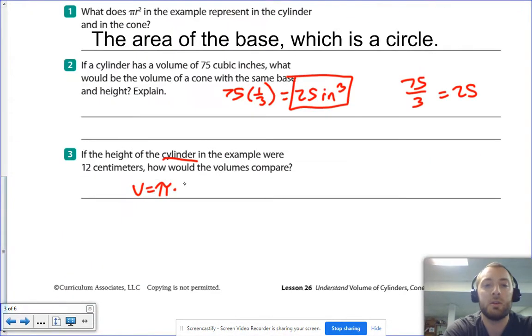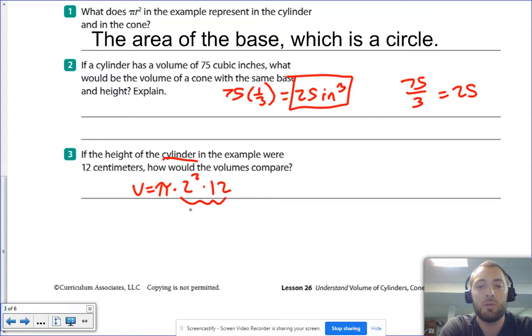Still 2. Pi times 2 squared. But now we're going to say the height of the cylinder is 12. So this is 4. 4 times 12 is 48. So we get 48 and then pi.